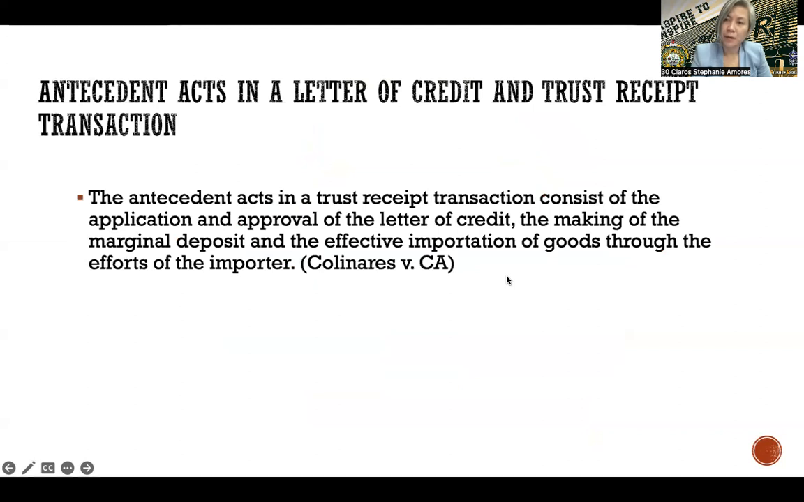So remember that there are antecedent acts in a letter of credit and trust receipt transaction. The antecedent act in a trust receipt transaction will consist of an application and thereafter approval of the letter of credit, the making of the marginal deposit, and the effective importation of the goods through the efforts of the importer or the entrustee.